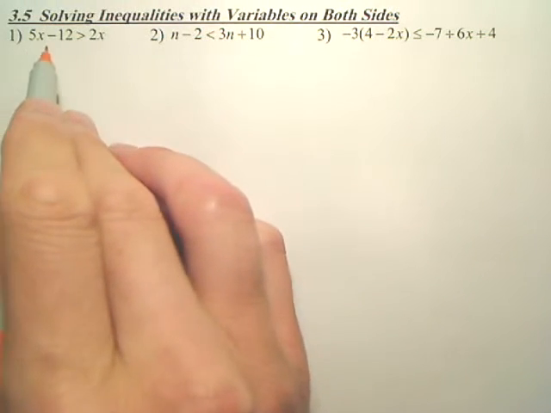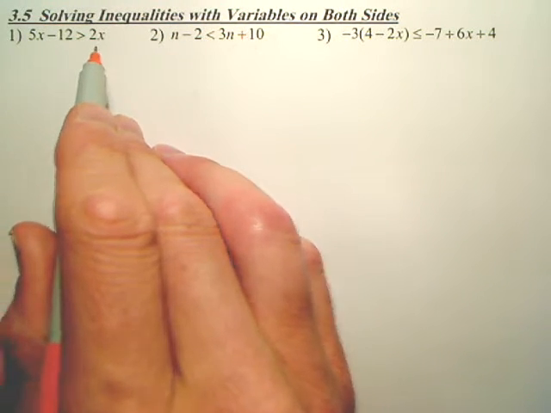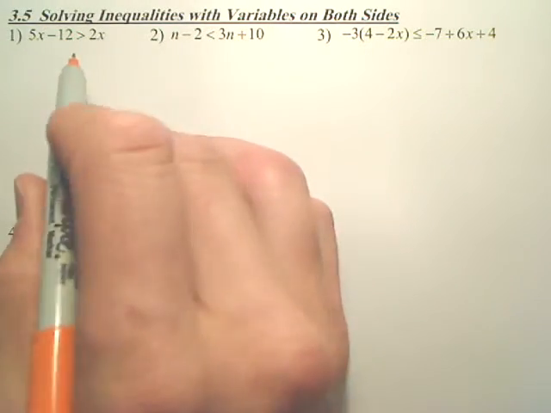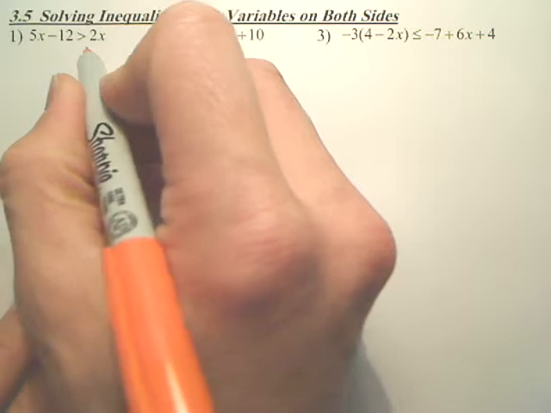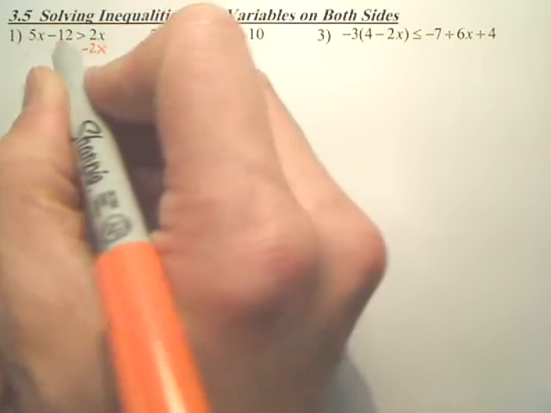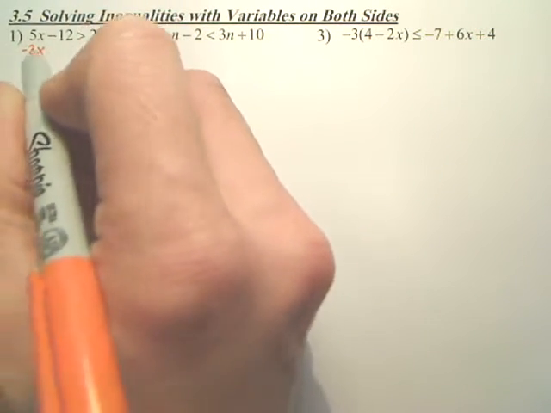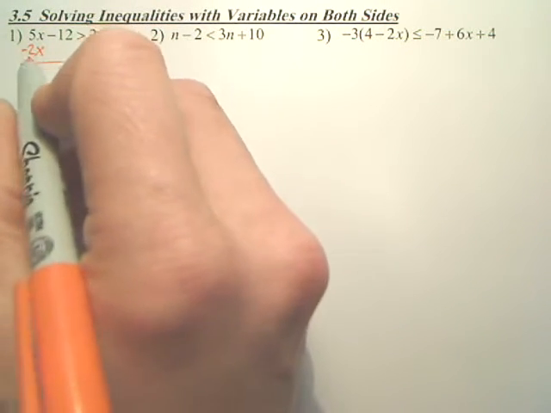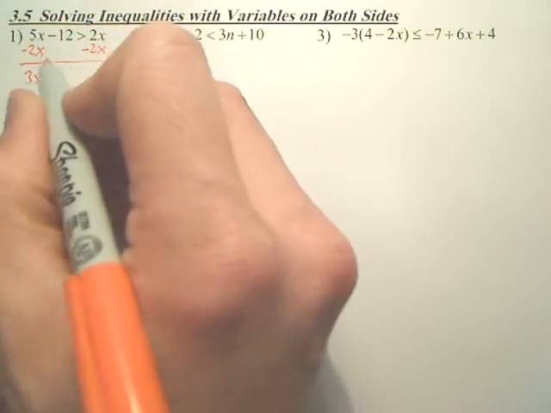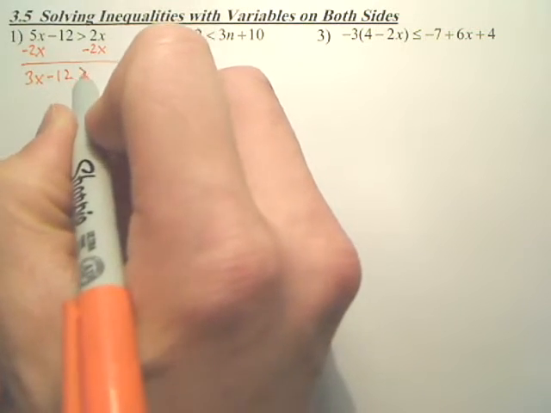We are going to solve this inequality. There are variables on both sides. So the first step is to get the variables on the left side. Basically, I'm going to minus this 2x over. I now have 5x minus 2x is 3x. I have minus 12. I have a greater than sign.